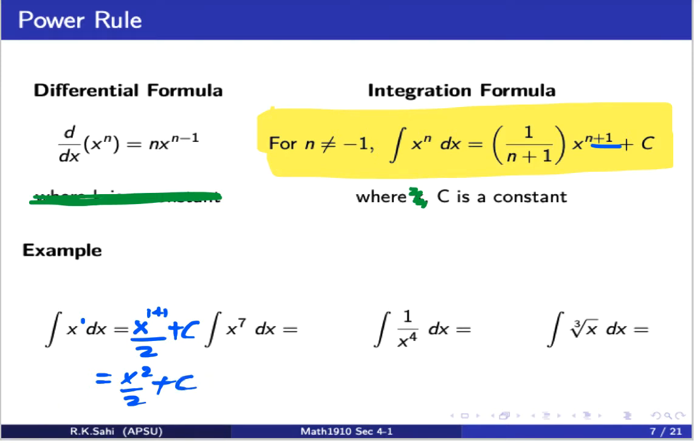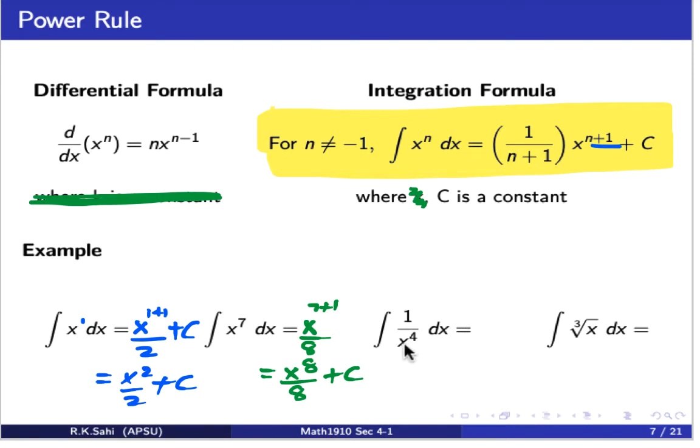Okay, let's look at another one. We're going to find the integral of x to the power 7 dx. Now, our n is 7. So, according to this integration formula, the power rule, we write this as x to the power 7 plus 1, over 7 plus 1, which is 8. So the final answer is x to the power 8 over 8 plus c.